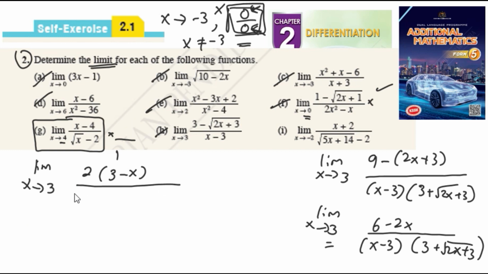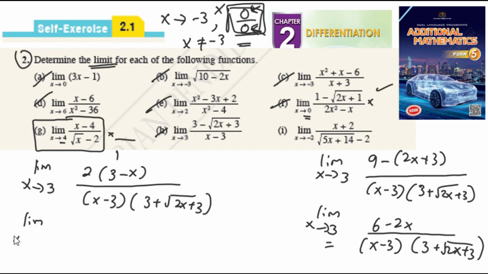Okay, so divided by x minus 3, 3 plus 2x plus 3. So you see here, this one is 3 minus x, this one is x minus 3. You can cut if this one is changed. So how to change this? You have to add negative.